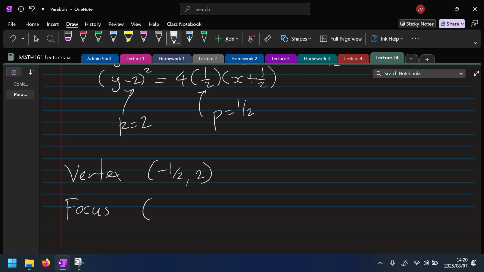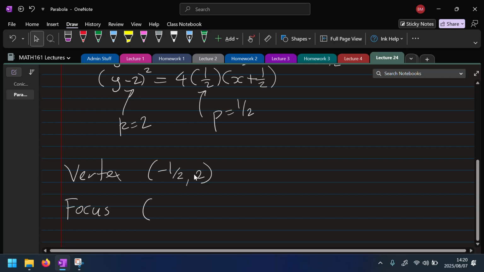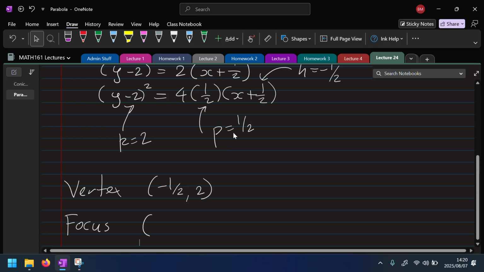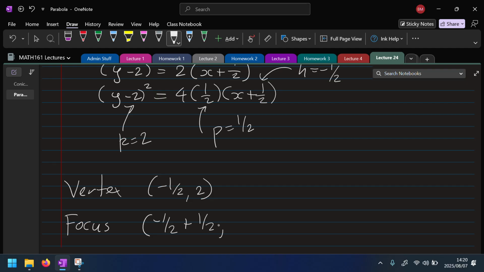Remember what that was? That was the p-value. That tells you where the focus is. So here, it's going to be at minus a half. But then we're shifting to the left by a half, so that's going to be plus a half. And we're shifting up by 2, so 2. So again, we started at minus a half, 0. We shift to the left by a half because of the shifting in x, and we shift up by 2, so that gives you the 2. So this will be at 0, 2.